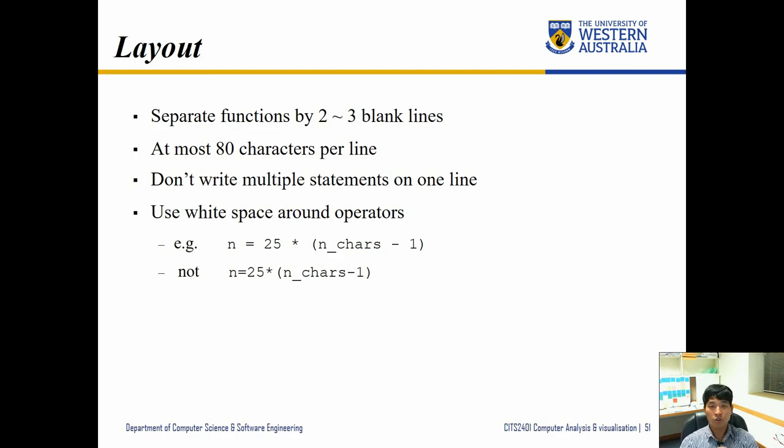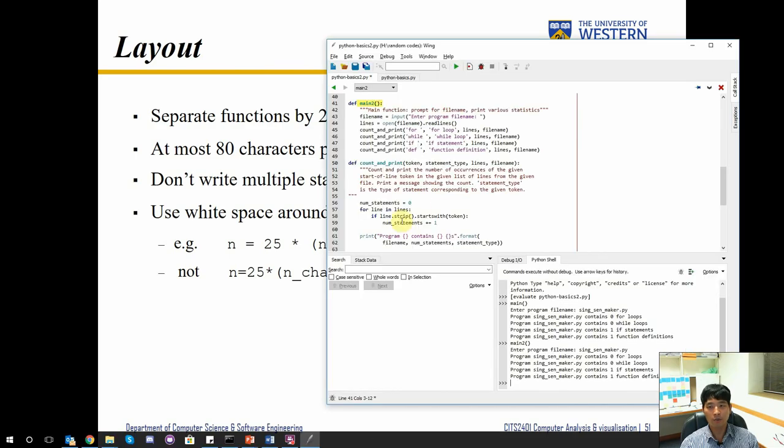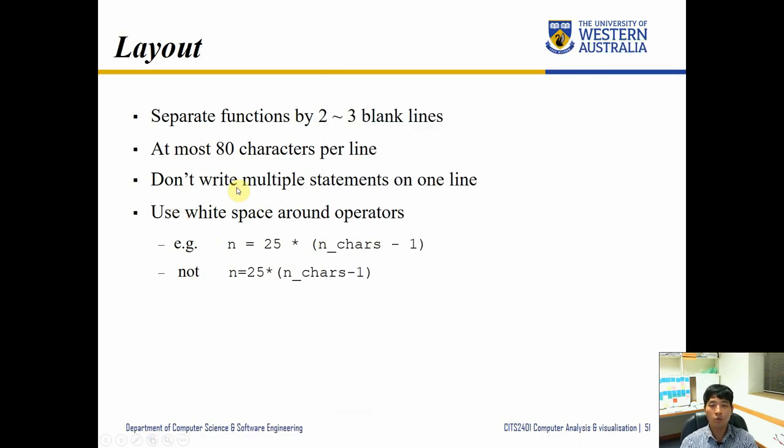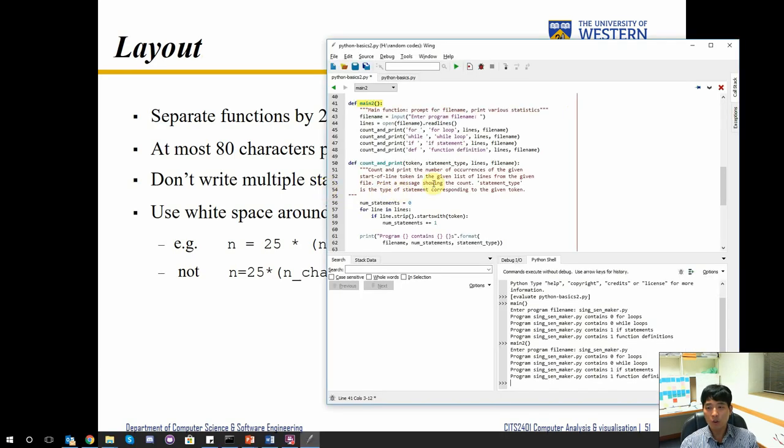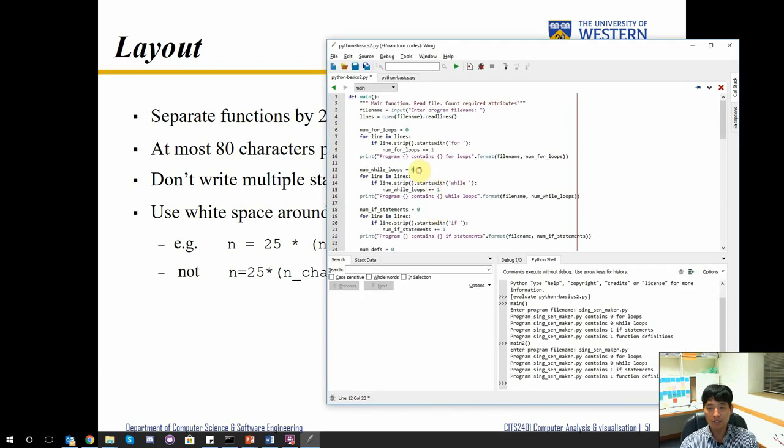Layouts: try to have about 2 to 3 blank lines between functions and at most 80 characters per line. How do you know 80 characters per line? Here's a big red line that's 80 characters by default in WingIDE, so that's very easy. Okay, and also don't write multiple statements in one line. So we wrote code here like this.